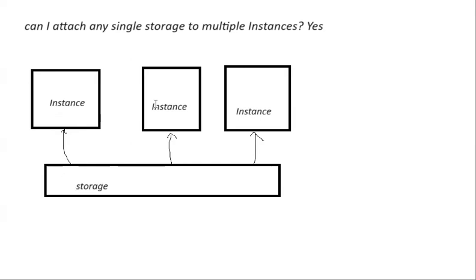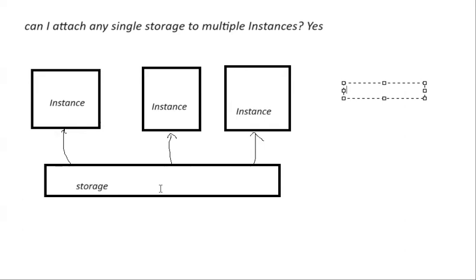So let's say in my company I want to use the same shared storage for multiple EC2 instances. These shared storages are categorized based on the operating system which I am going to use in the EC2 instance. These shared storages are categorized into two types.